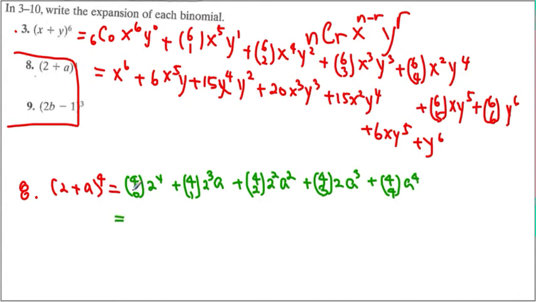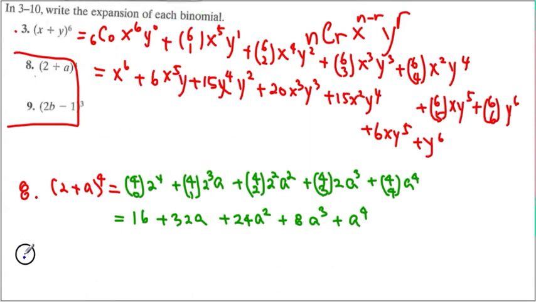What is this equal to? This portion is equal to 1, so 2 to the fourth power is what we have. 2 to the fourth power is 16. Plus, how about here? This is 4 and then this is 8, so we end up getting 32a. Plus this becomes 4, while 4C2 becomes 6, so we get 24a squared. Here we have 4 times 2 becomes 8, a to the third power. And then the last one, here we have a to the fourth power. That becomes our answer.